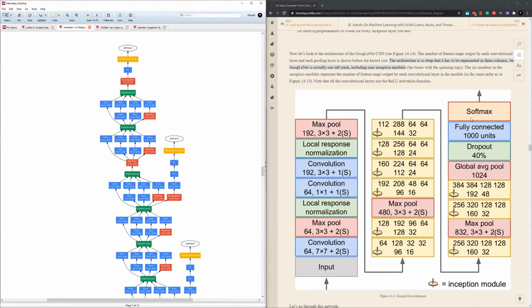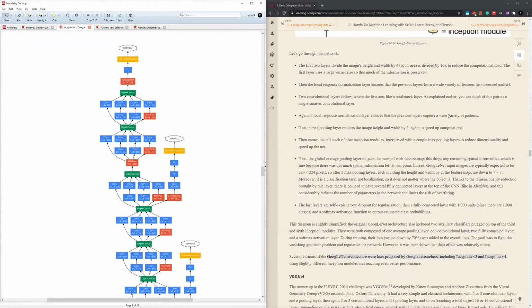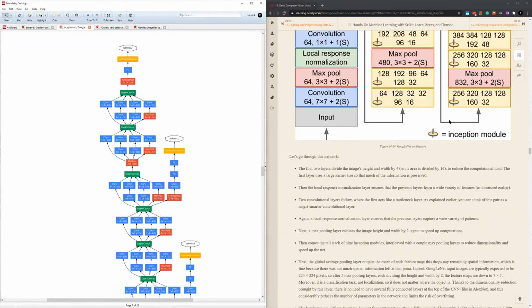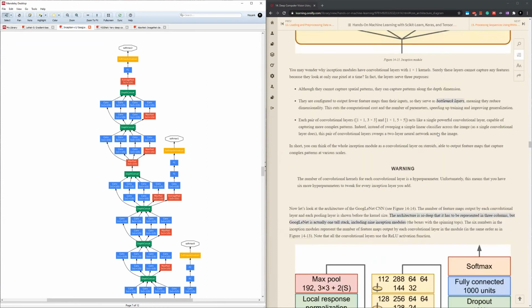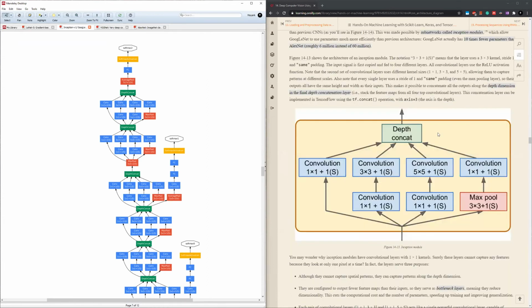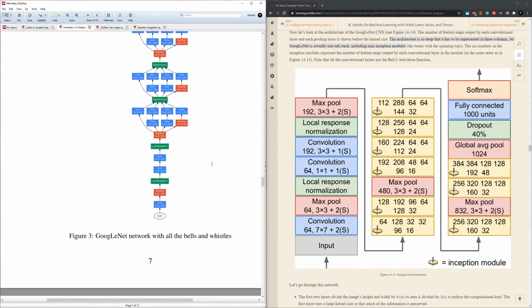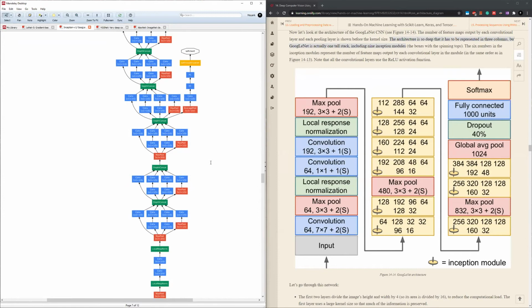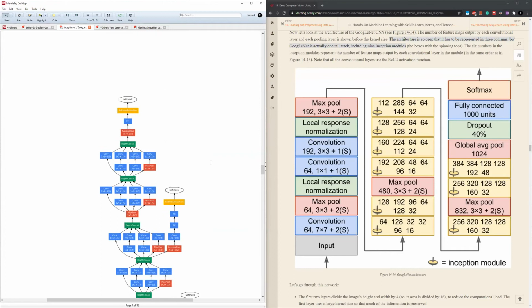I was just trying to look at the number of layers that they have. Is it approximately 20 or something? Because they haven't mentioned it here.